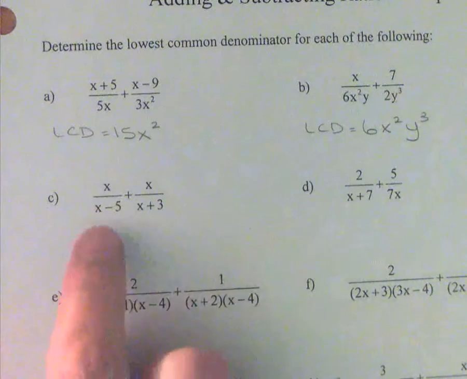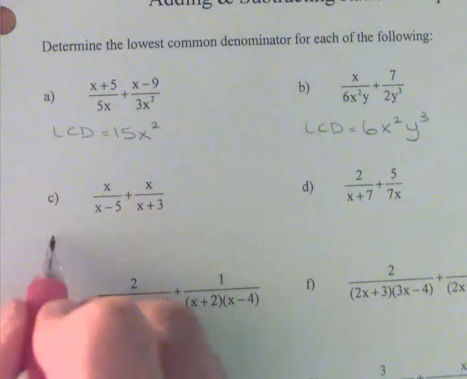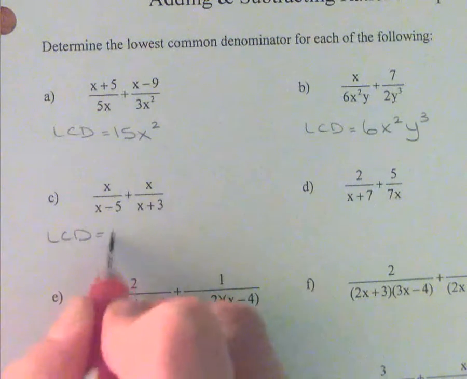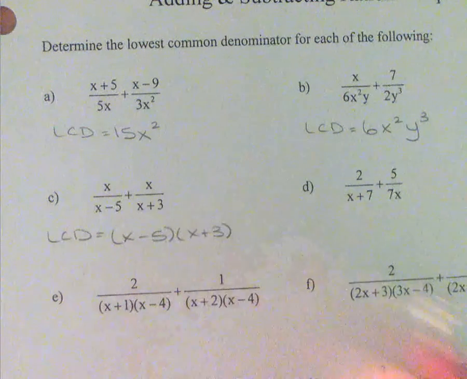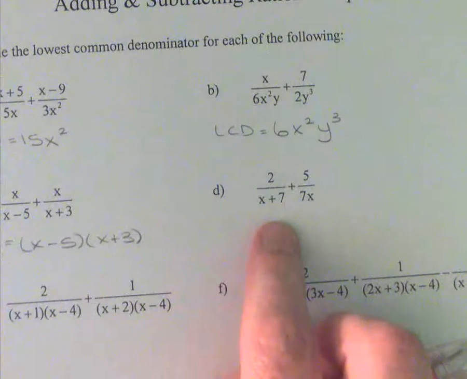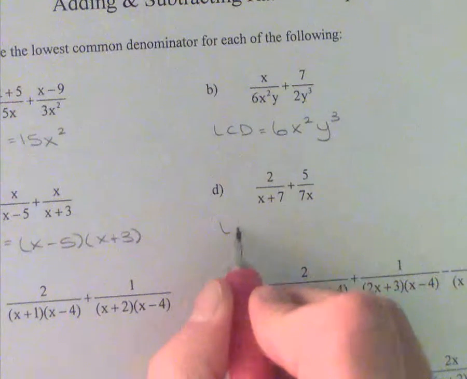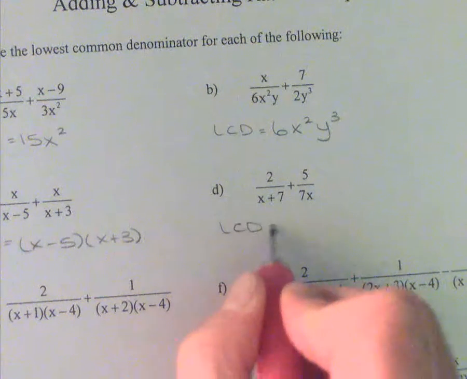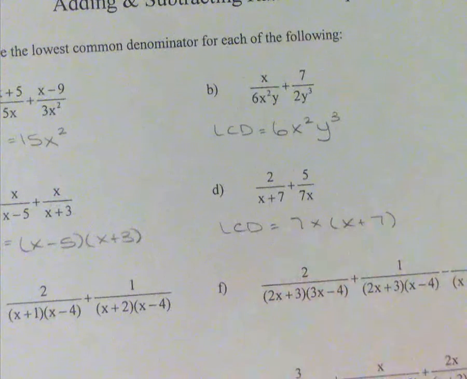When I have two different binomials, the lowest common denominator is simply the product of them. So I have x minus 5 and x plus 3. Same idea if I have a binomial and a monomial. The lowest common denominator simply is the product of them. So I would say it would be 7x and x plus 7.